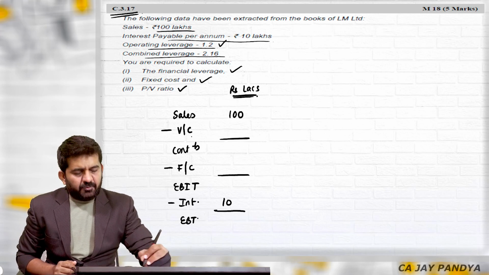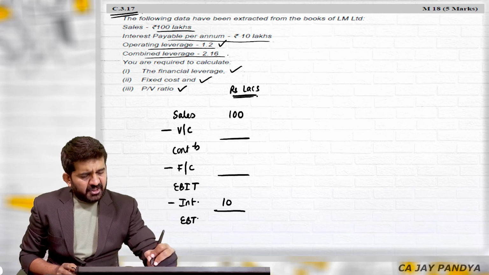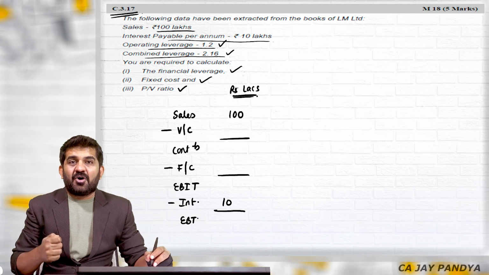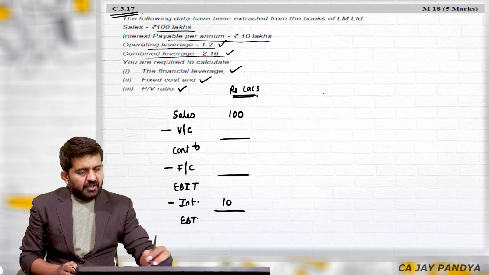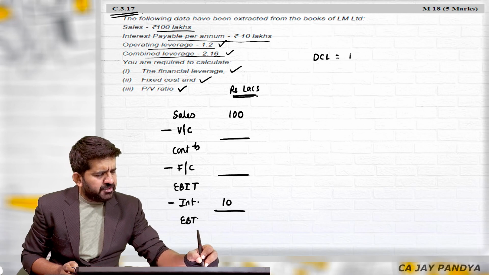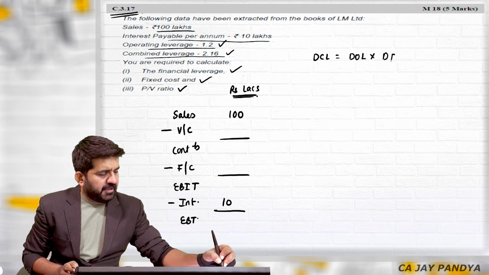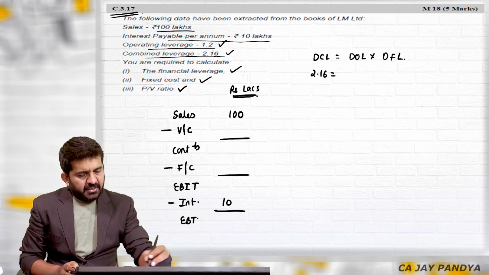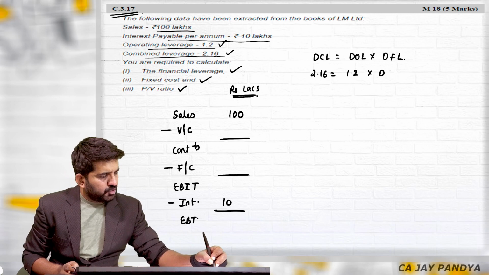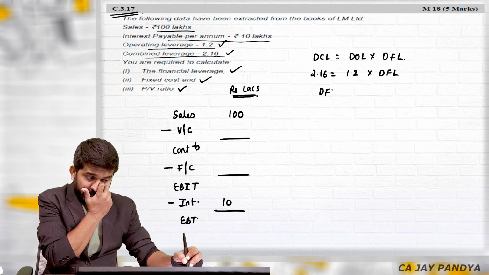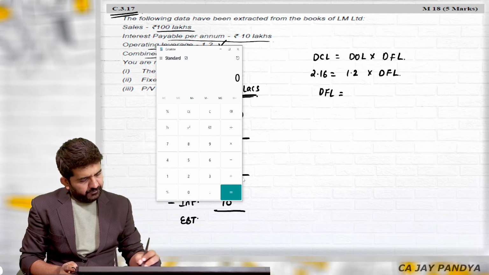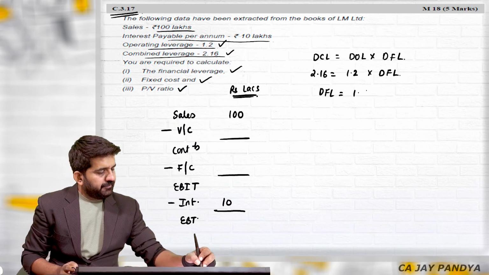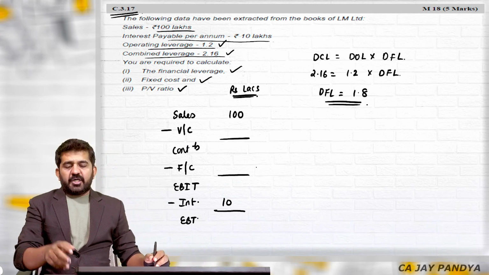What is operating leverage? 1.2. What is combined leverage? 2.16. I will get answer of financial leverage easily. How? Degree of combined leverage is equal to degree of operating leverage multiplied by degree of financial leverage. Degree of combined leverage is 2.16. Degree of operating leverage is 1.2. So I'll get DFL. DFL is equal to 2.16 divided by 1.2, which is 1.8. So I got degree of financial leverage.